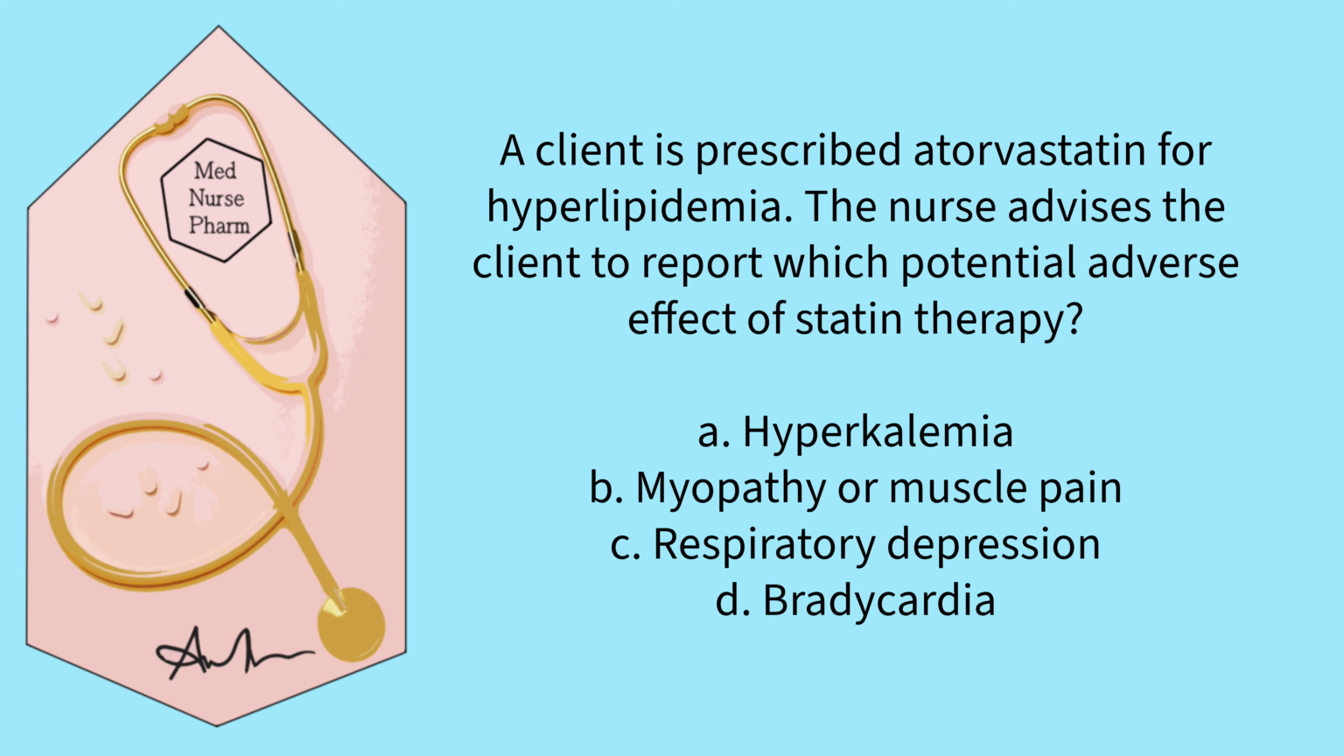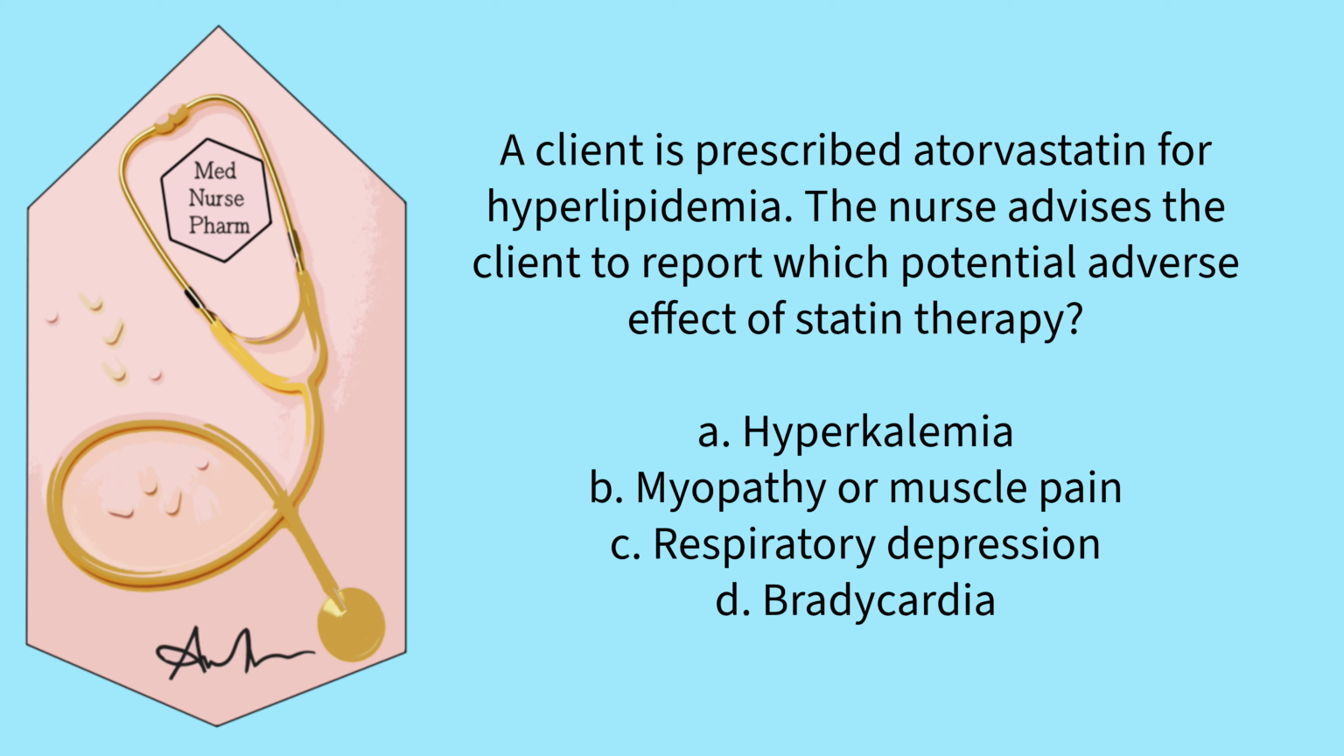A client is prescribed atorvastatin for hyperlipidemia. The nurse advises the client to report which potential adverse effects of statin therapy: A, hyperkalemia; B, myopathy or muscle pain; C, respiratory depression; D, bradycardia. Pause the video and select your answer. The correct answer is B, myopathy or muscle pain.